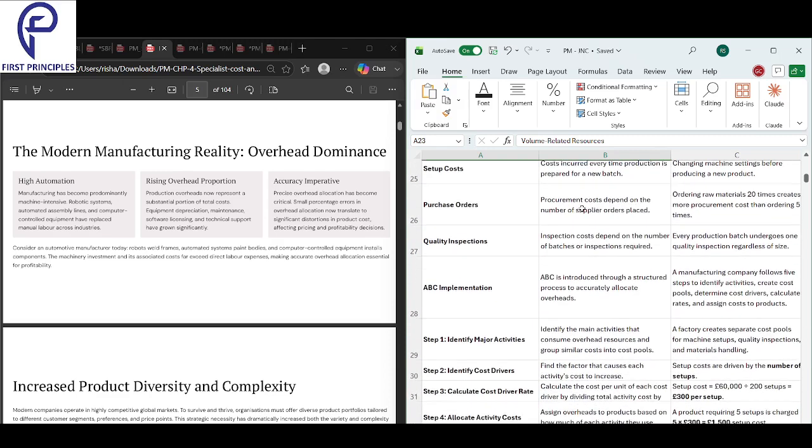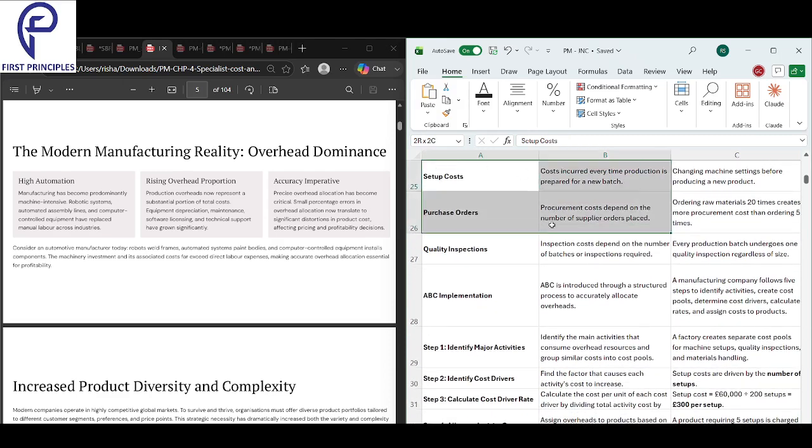Okay, done. Next, we look into setup costs and purchase orders. What about setup cost? What about purchase orders? Setup cost is the cost incurred every time production is prepared for a new batch. That is called setup cost.